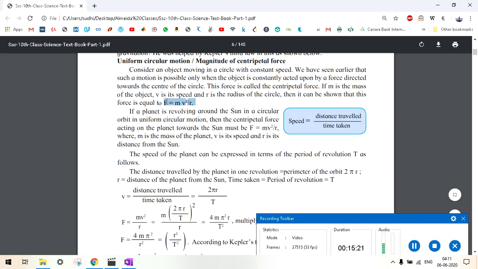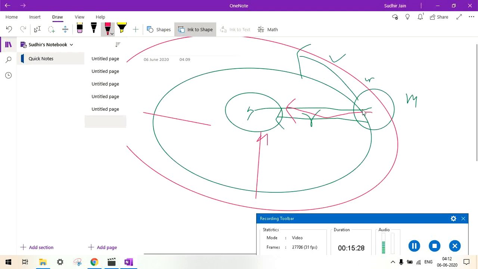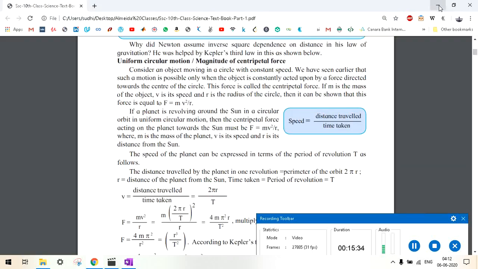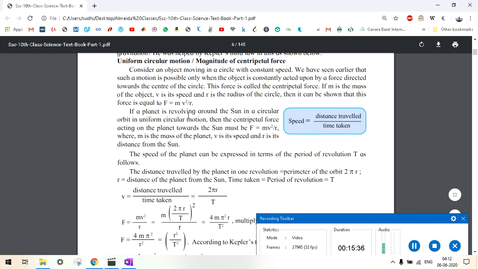You might not get it now, but you must remember that if an object is moving in circular motion, the force acting upon it towards the center is mv squared by r. Now v is the velocity or speed, r is the radius. If a planet is revolving around the sun in a circular orbit in uniform circular motion, then the centripetal force acting on the planet towards the sun must be mv squared by r, right?